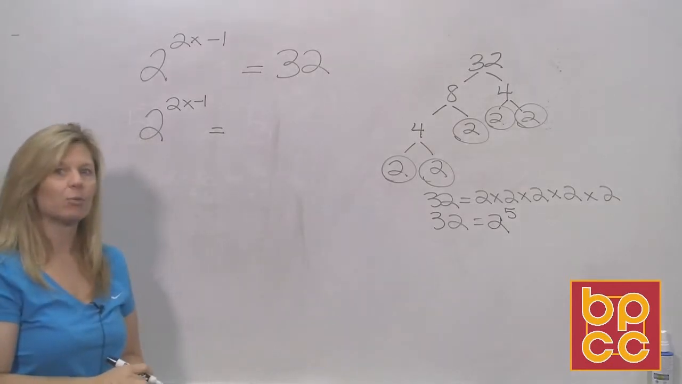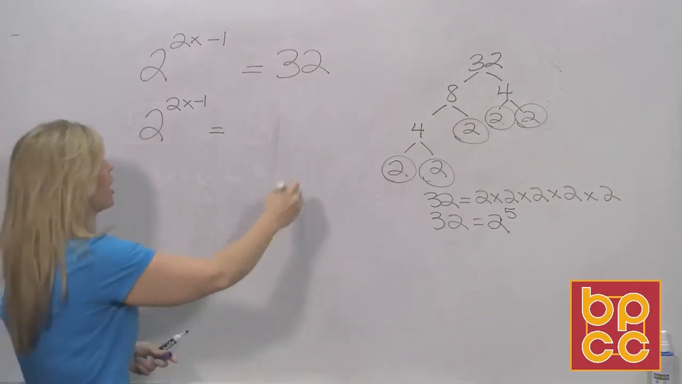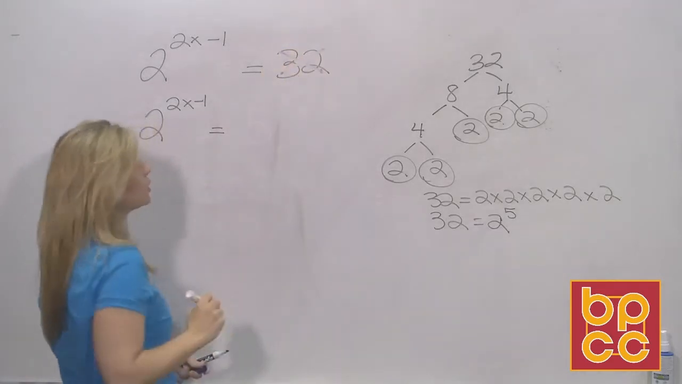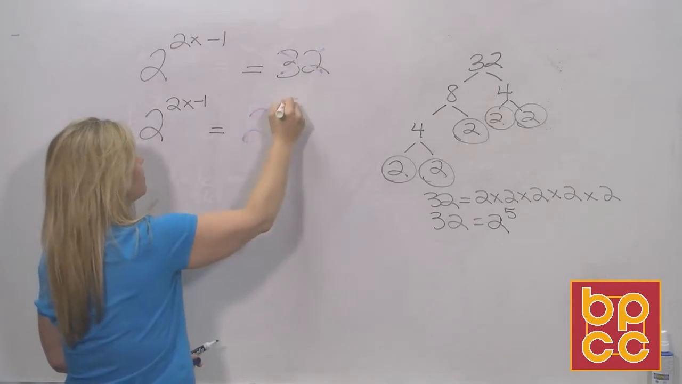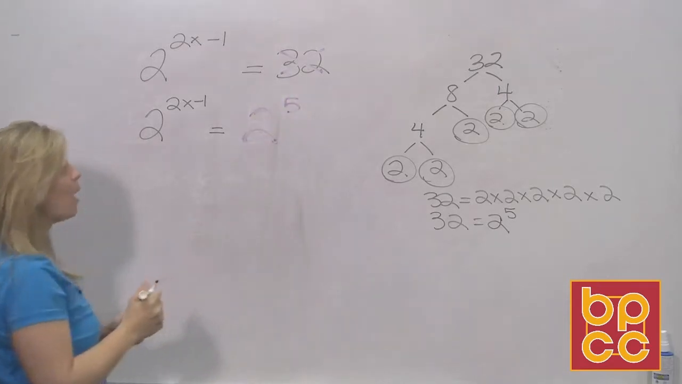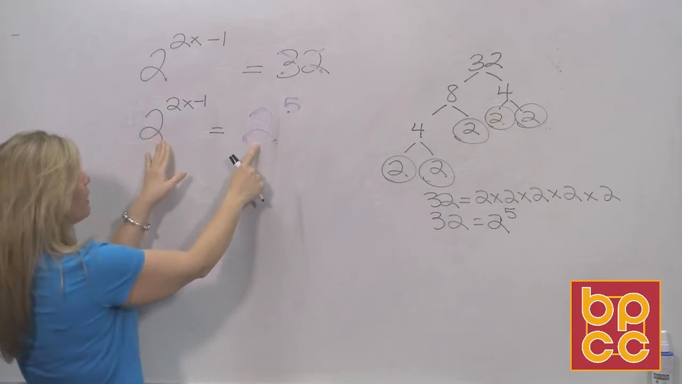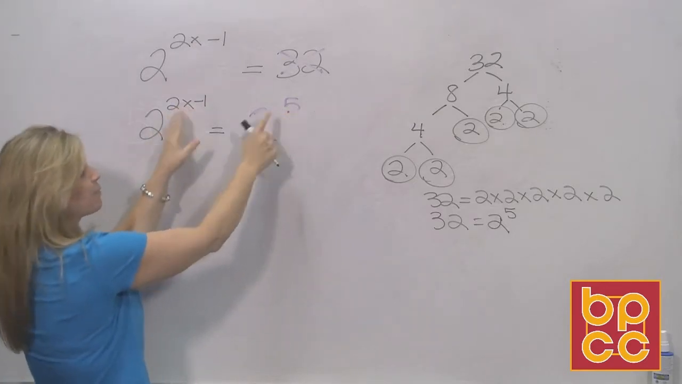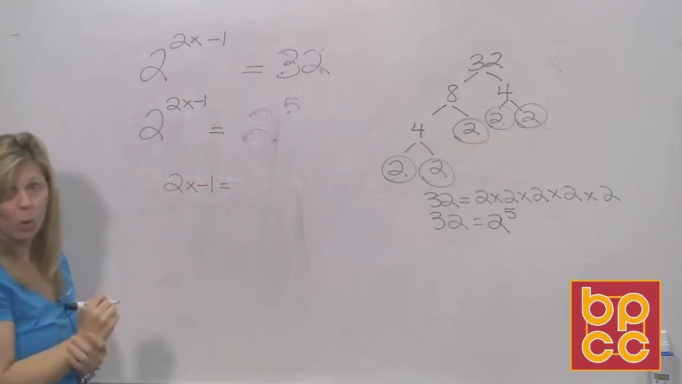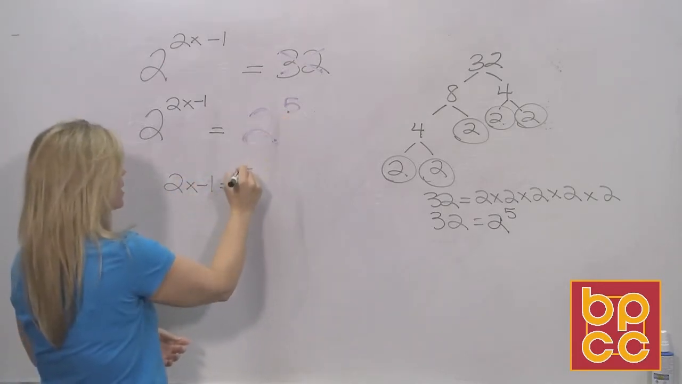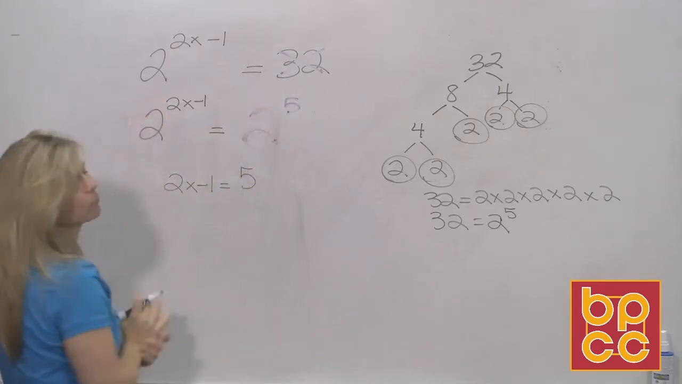Now, what can I do with that fact? Very good. I could do a simple substitution. I'm going to replace 32 in the original equation with what it equals, 2 to the 5th power. Now, what happened? We got the bases to be equal. If the bases are equal, then the exponents are equal. So let's take our exponent on the left, 2x minus 1. We'll set it equal to our exponent on the right. So what's happening is the bases are kind of canceling out.